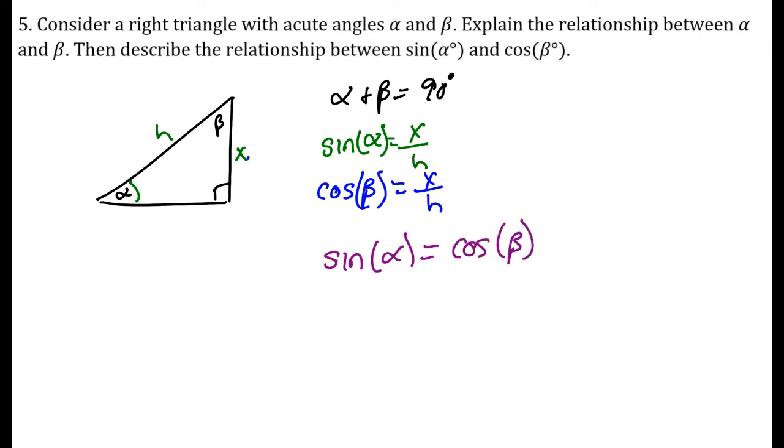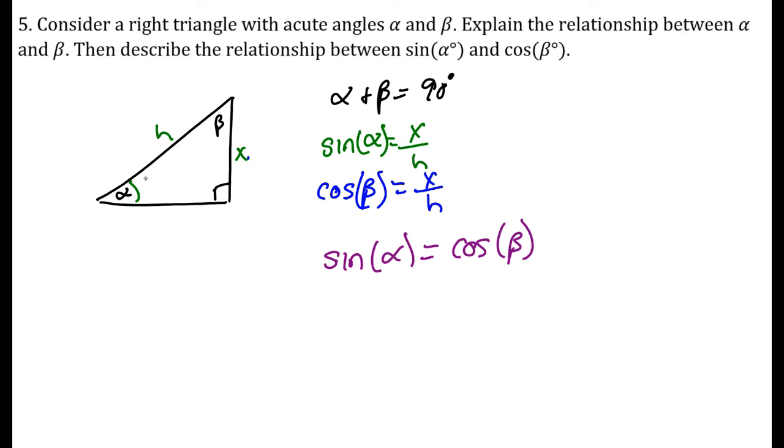And this was known in Common Core geometry as our co-function relationship, hence why it's called cosine. We know that the sine of an angle is equal to the cosine of its complement, and the other way around. The cosine of an angle is equal to the sine of its complement. It's that co-function relationship.